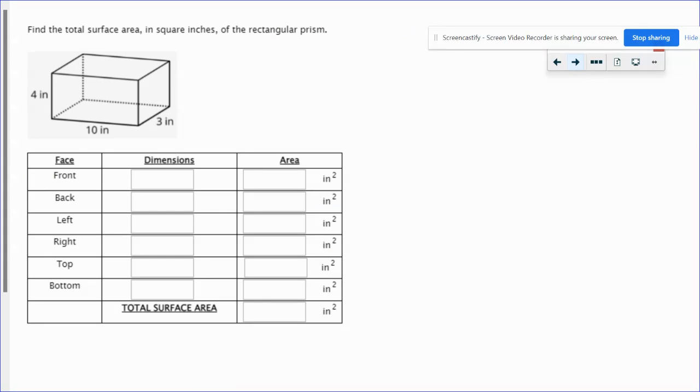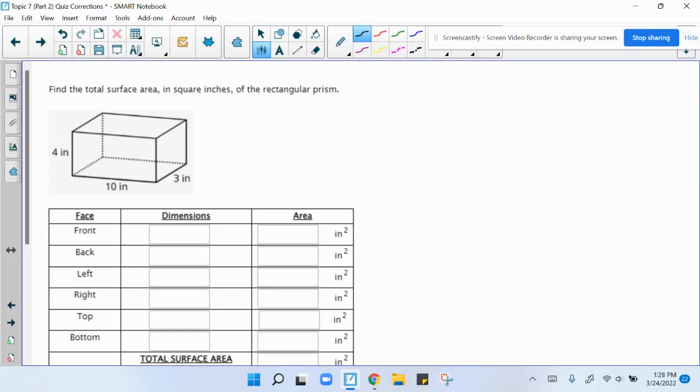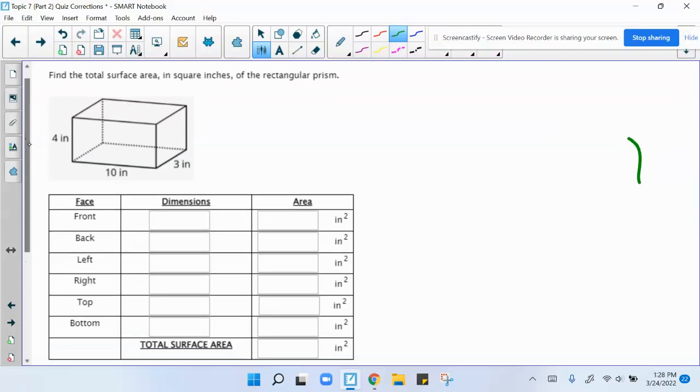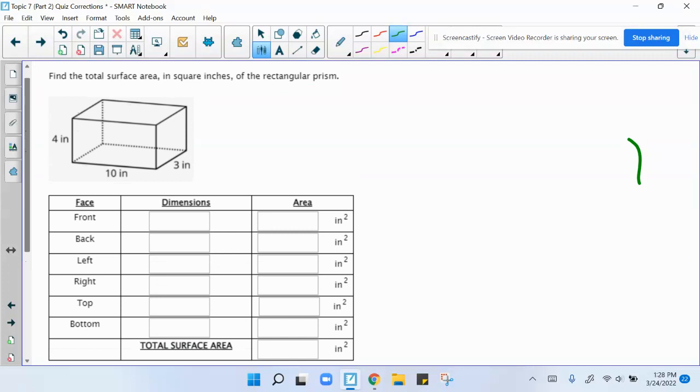Find the total surface area in square inches of the rectangular prism. All right, for this I'm going to do a little bit of color coding so we can really see what's going on here. Surface area is the area of each surface. So let's start with the front and the back because those are the same. Remember, every side has a matching side: front and back, left and right, and top and bottom. The front and the back, in green, are both 4 by 10, which is 40.